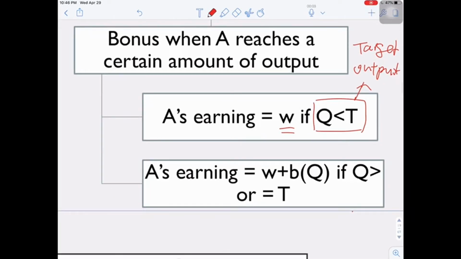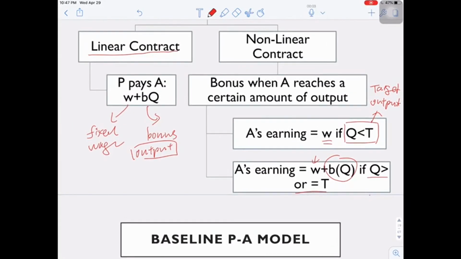However, if your agent is doing very well and actually produces more than or equal to your target output, so Q larger or equal to T, you are going to pay the fixed wage again and the bonus. The bonus is same as a linear contract. It will be determined by the output that your agent has actually produced.